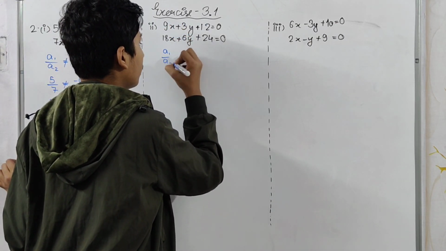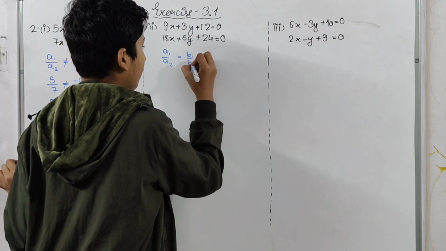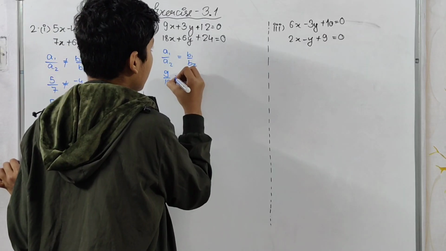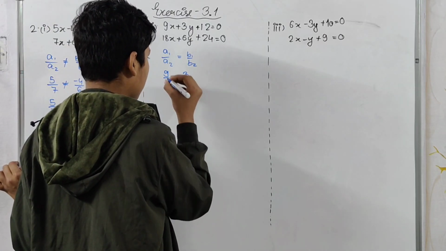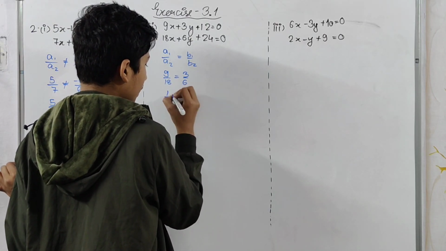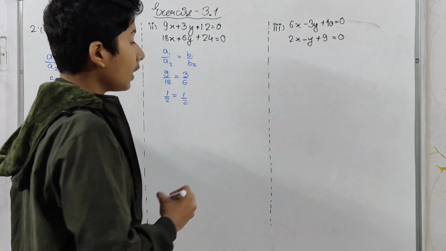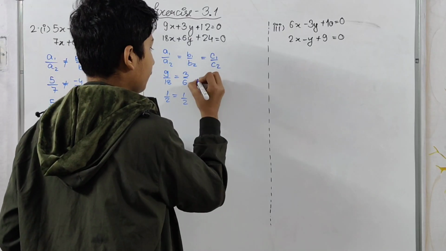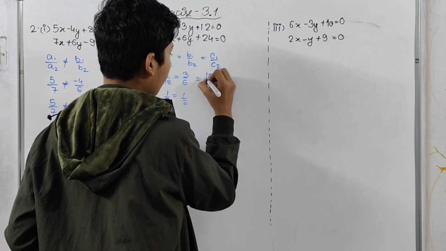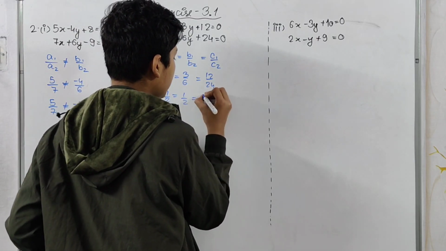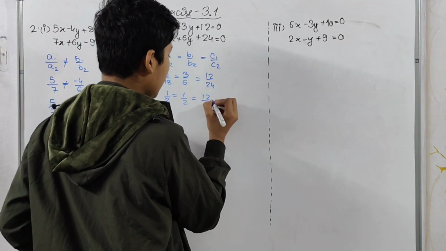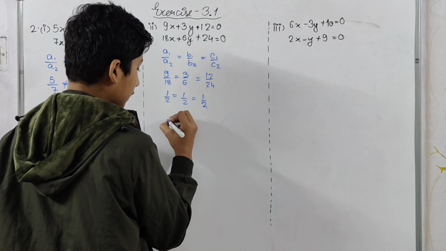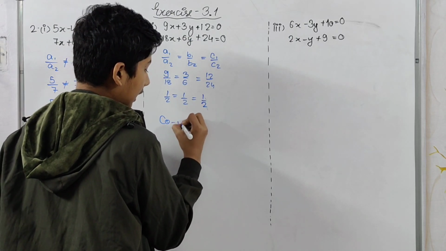Now here a1 by a2 equals b1 by b2. So 9 by 18 equals 3 by 6. So 1 by 2 equals 1 by 2. These are coming equal. So what we'll do? We'll see c1 by c2 also, which is 12 upon 24, means 1 upon 2. So the lines are coincident.